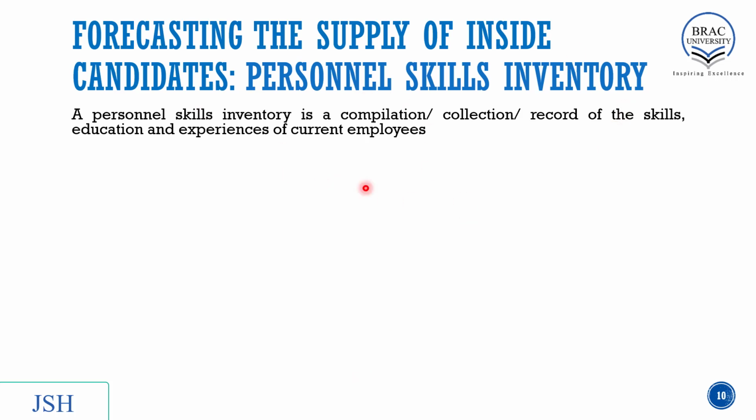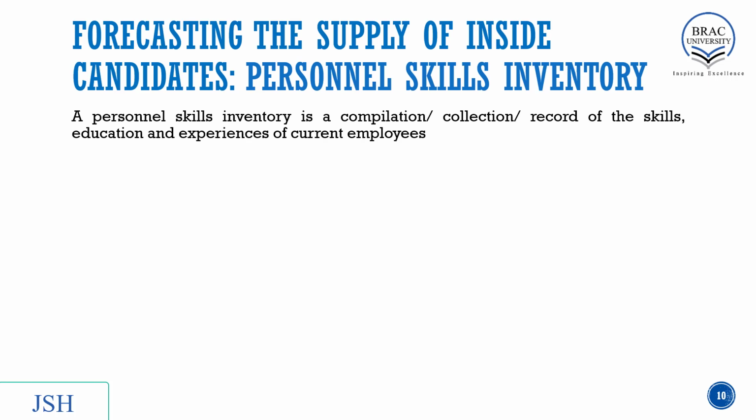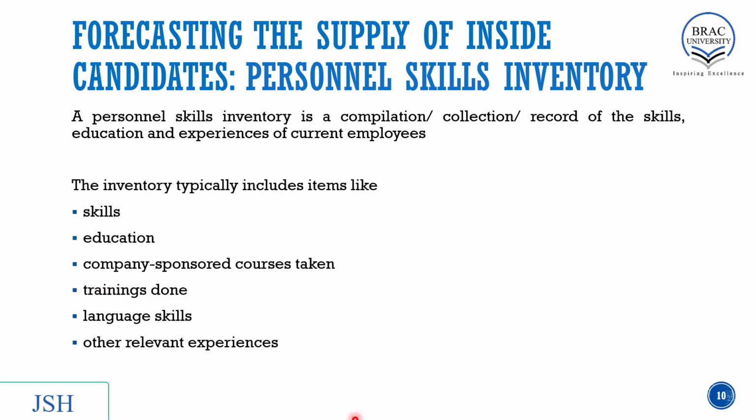Now, if we go into further detail, what are the different kinds of information that can be kept in this record? So here goes the list. In a personnel skills inventory, these are all the different kinds of information that might be recorded. So in that inventory or record, we may have employee skills, employee education recorded, then what are the courses taken by that employee which were funded or sponsored by the company. Then what are the different trainings done? What are the specific language skills of the employees? And finally, any relevant experience of the employee.